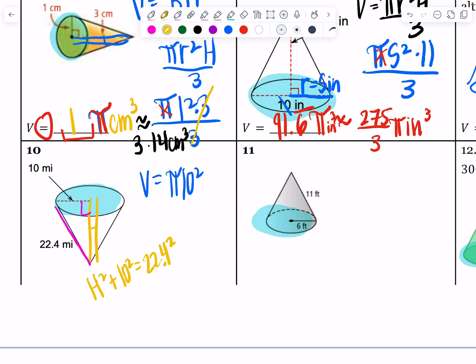22.4 squared minus the 10 squared. It's going to be the square root of 401.76, okay? So root 401.76. If you wanted to round that, that is totally fine. You're just going to be rounding twice, once now and then once at the end. If you wanted to round that to about 20, that is totally fine. Just make sure you record it right here for me for what you're rounding that to, okay?